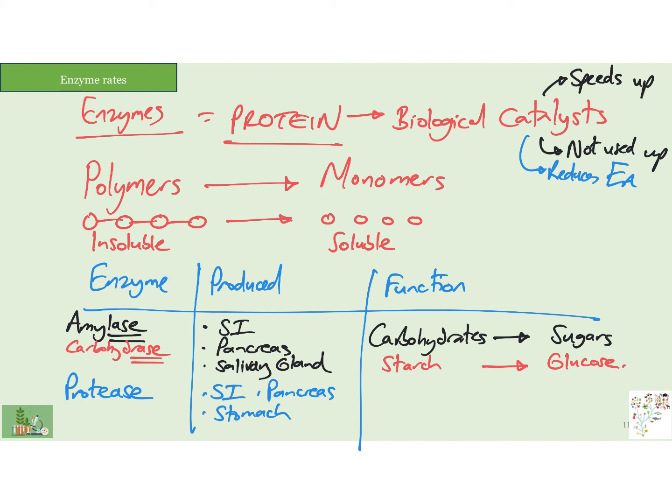The function of a protease, very simply, is to break down protein, which is a polymer, into amino acids, which are monomers. Amino acids then are used to make every protein in your body. So we break a protein down to build other proteins, and we need that then for growth and repair.